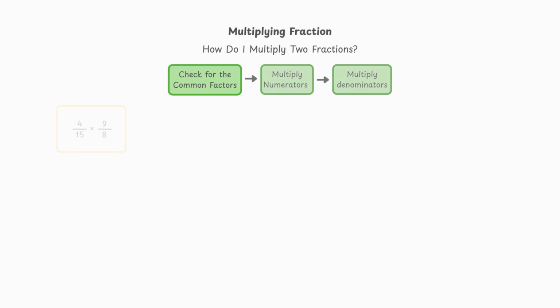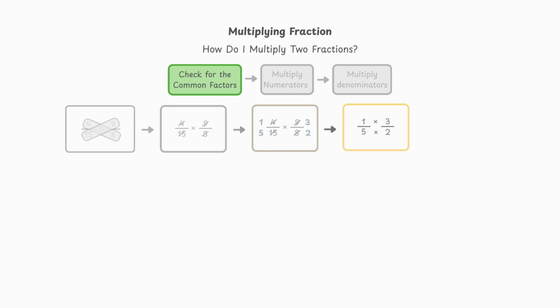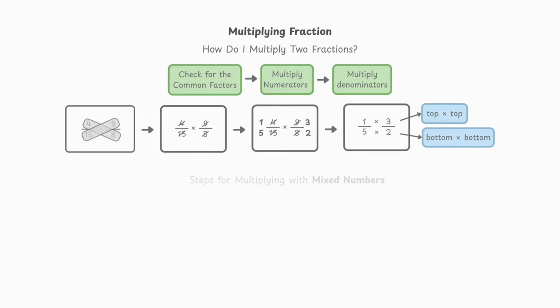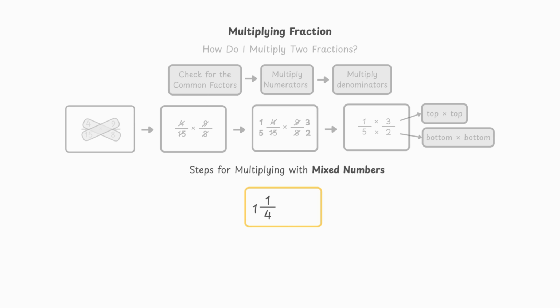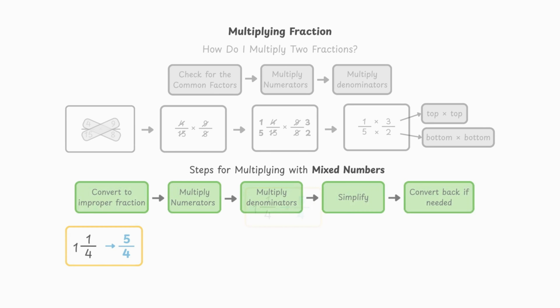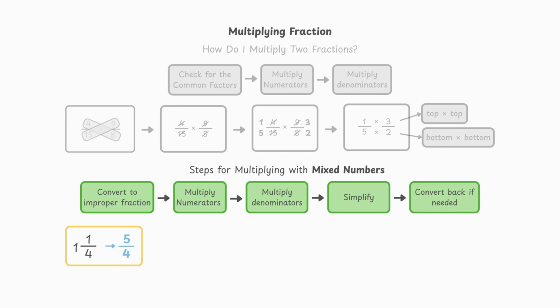Before multiplying, always look for common factors across the numerators and denominators. Canceling first keeps numbers smaller and cleaner. Once any canceling is done, multiply the numerators together, then multiply the denominators together. When a mixed number is involved, convert it into an improper fraction first. We never multiply with whole numbers mixed in. Follow these steps in order. Skipping one often leads to lost marks.